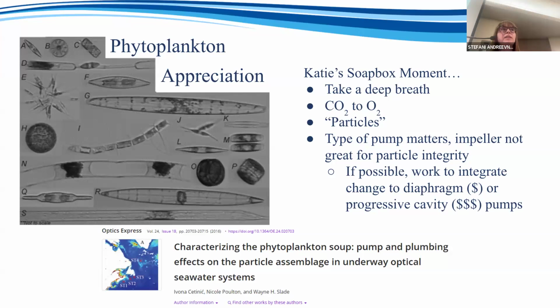Diaphragm pumps are a little bit tricky sometimes. We'll talk about that in a minute. And progressive cavity pumps are great, but they are very expensive. Those are just some considerations to have, because a diaphragm pump you can get for $10,000 to $20,000. A progressive cavity pump, you're talking about $50K. So while progressive cavity pumps have their benefits, they both have their pros and cons. Okay, I'm off my soapbox. Just remember the phytoplankton.